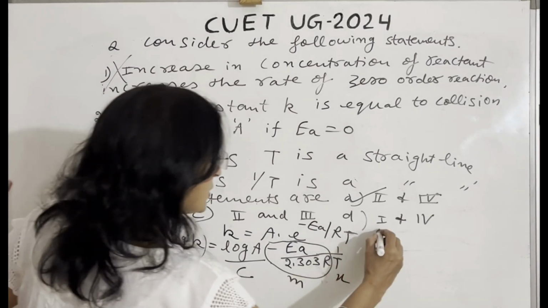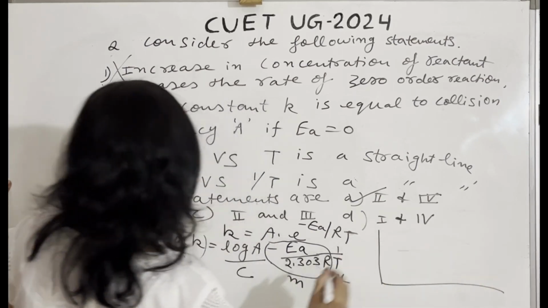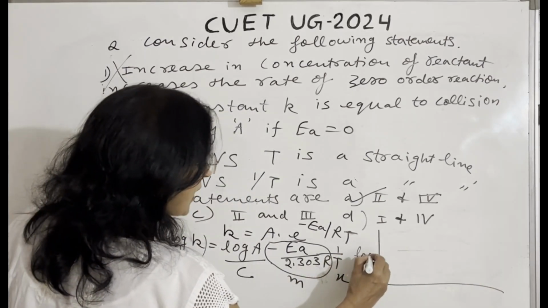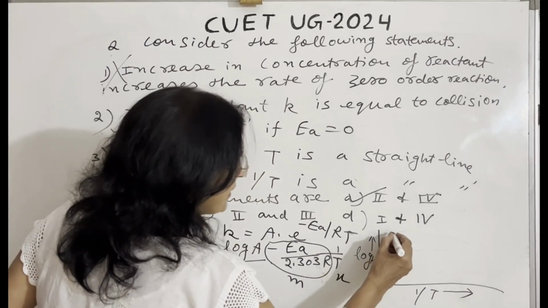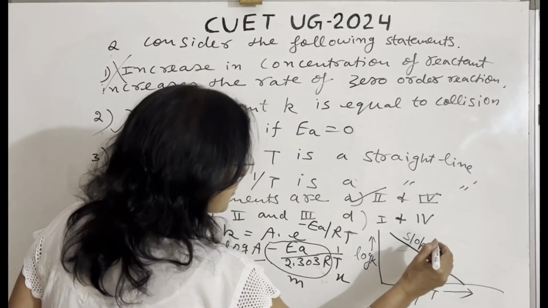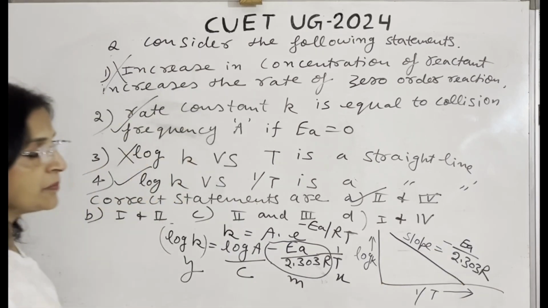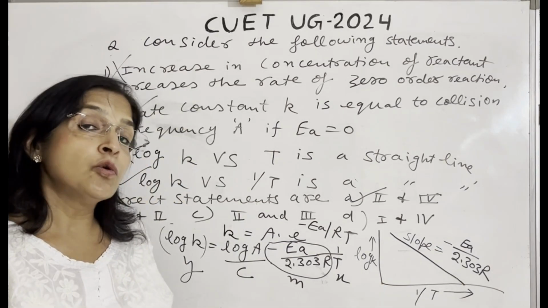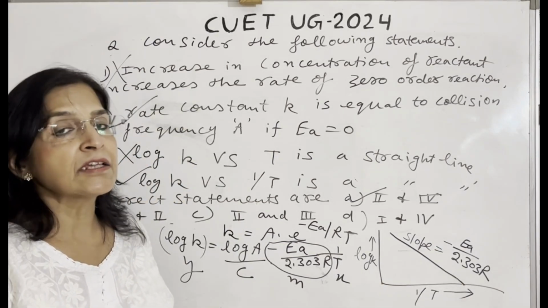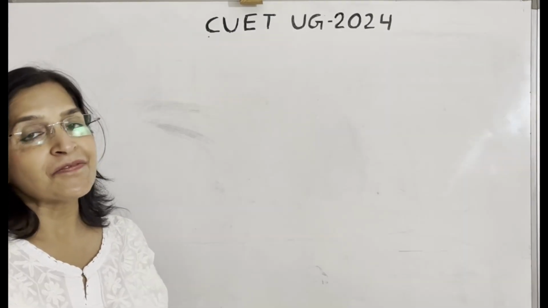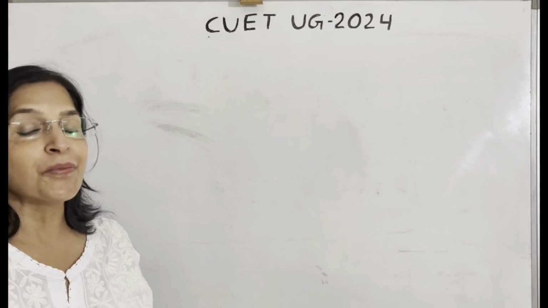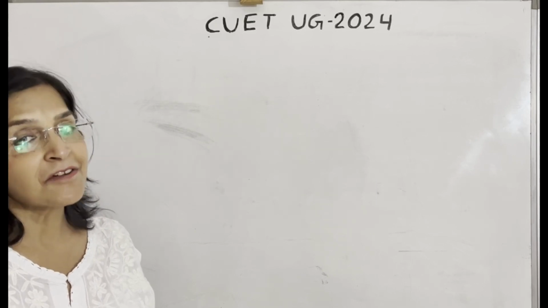So if we draw the graph between log of K on y-axis, 1 by T on x-axis, we will get a line. Slope of this line will be, this will be the slope of this line. Now we will do some questions from the next chapter, and that is surface chemistry. In surface chemistry, we study about the phenomena taking place on the surface.